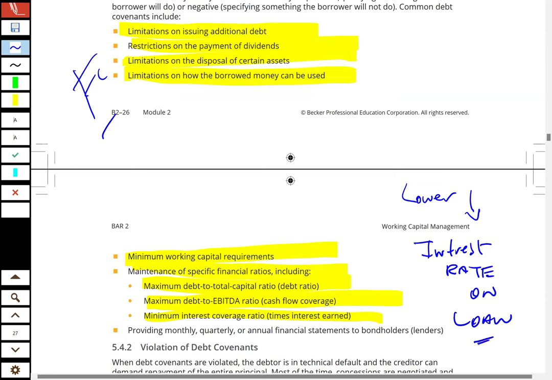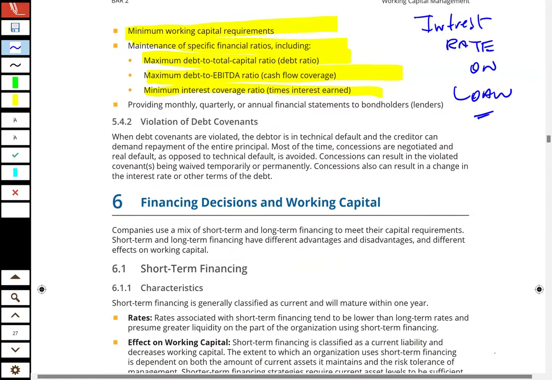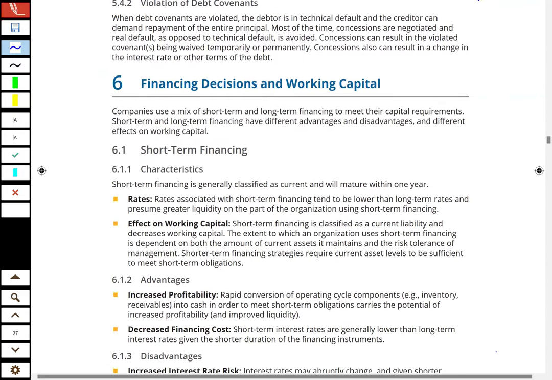Because the way we describe it here, it almost sounds like the borrower is the one saying, oh God, I want to do these things. These are being imposed on us. And usually the exchange is, well, we'll give you a lower interest rate. Okay, good. Now you come over and start to take a look at financing decisions and working capital. And guys, this stuff is pretty easy, but since we're going to spend some time with it, let's just go ahead and look at these.